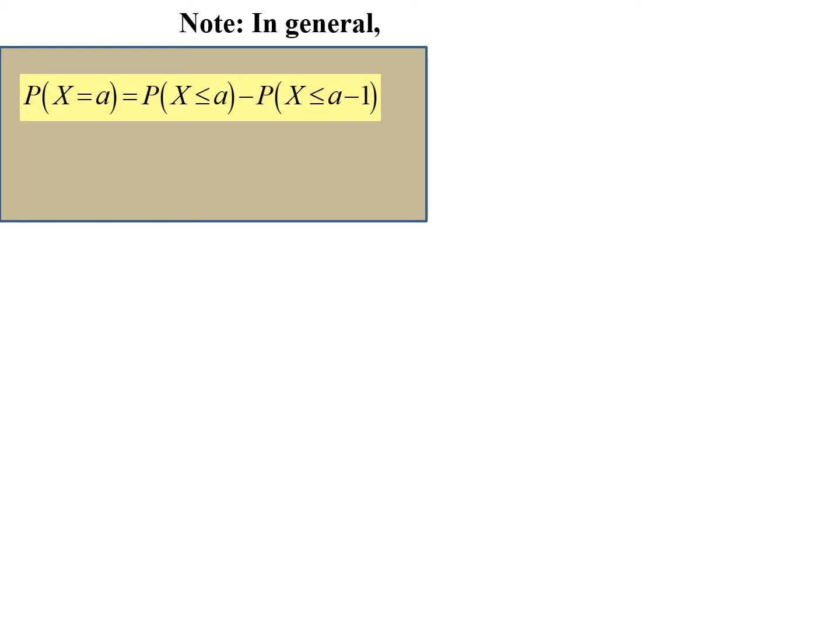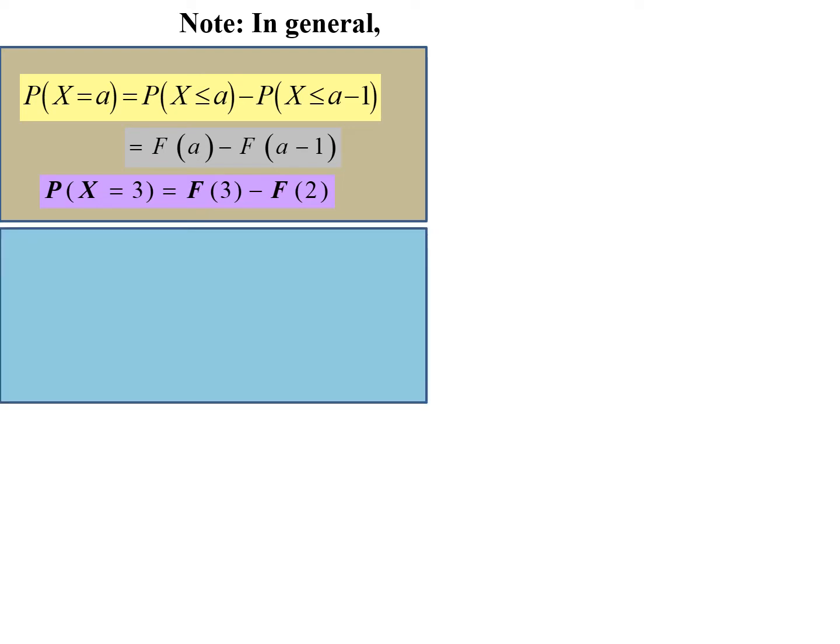In general, we have the formula. Probability X equal to a, we can write down as probability X is less than or equal to a minus probability X is less than or equal to a minus 1. Or we can write it in the form of the cumulative distribution function, F(a) minus F(a minus 1). The example is probability X equal to 3 equals F(3) minus F(2).